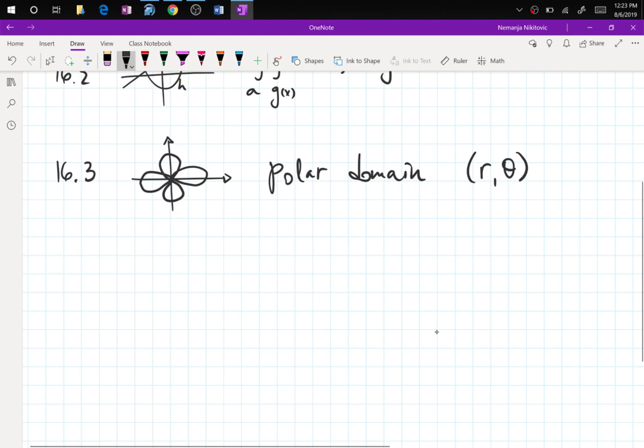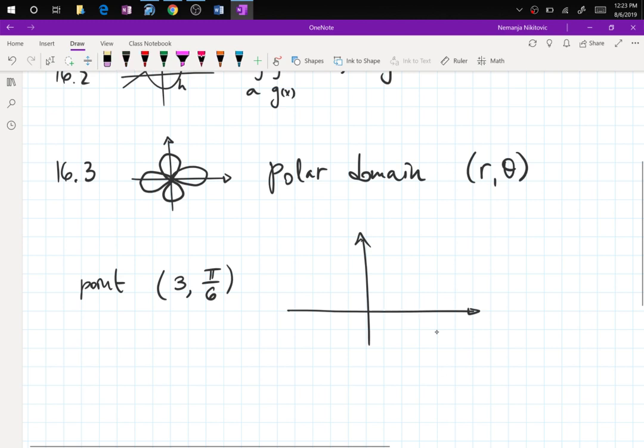So in case you want to graph a point, let's say 3, pi over 6, you would first draw the radius 3. So you go out 3 units, and then you swing that pi over 6 angle to get to the point 3, pi over 6.